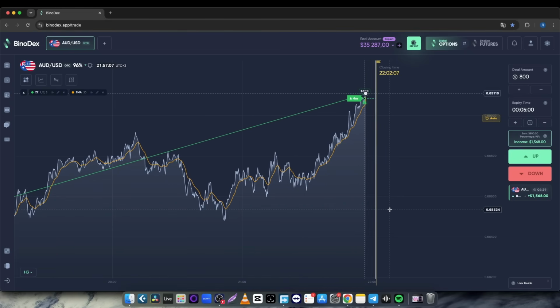While the trades are running, let's take a closer look at one of the most interesting developments in modern trading, artificial intelligence, and discuss how beginners can use these technologies in a smart and responsible way.